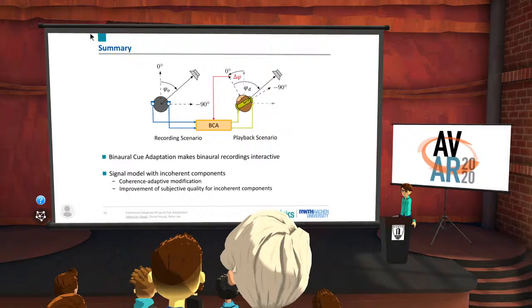And in this paper presented at this conference, we're adding a signal model with incoherent components, which allows us to do the coherence adaptive modification, and we think that this improves the subjective quality for signals that contain incoherent components.